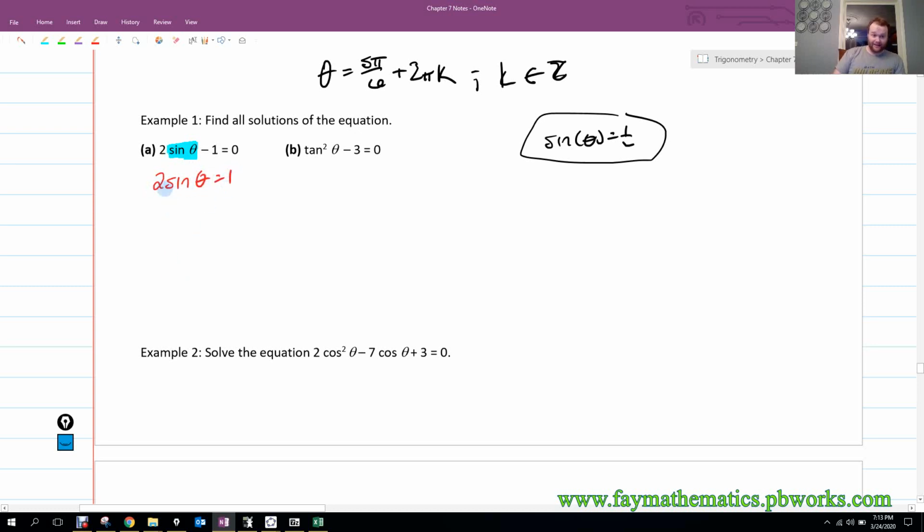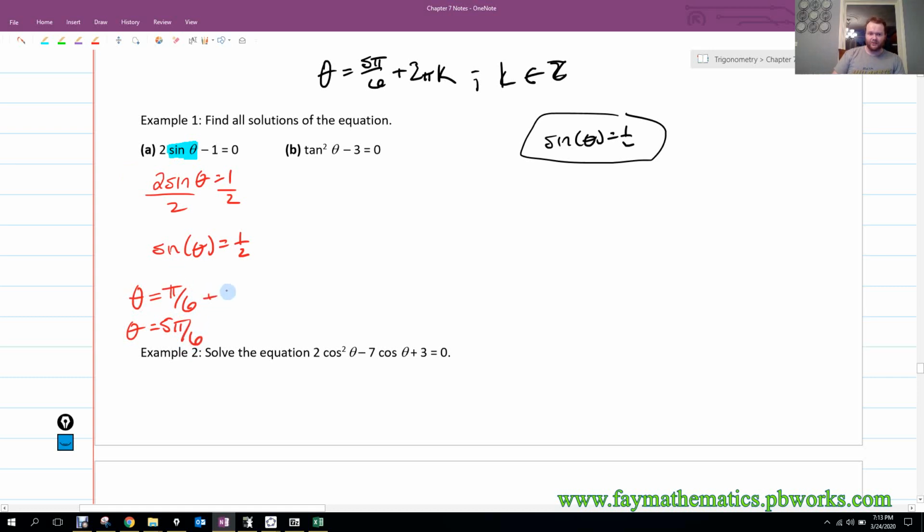And now I'm going to try to, again, isolate my trig function. So divide both sides by 2, and I get sine of theta is 1/2. Okay? So now sine of theta is 1/2. Well, we go through that same game that we just did on the previous example, and I'll save you the heartache of going through that again. We'll just say, well, theta is pi over 6 and 5 pi over 6.